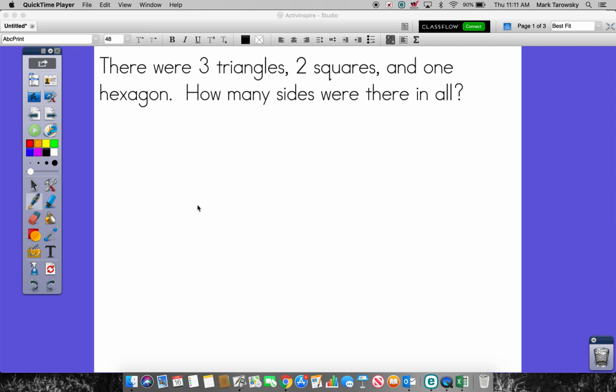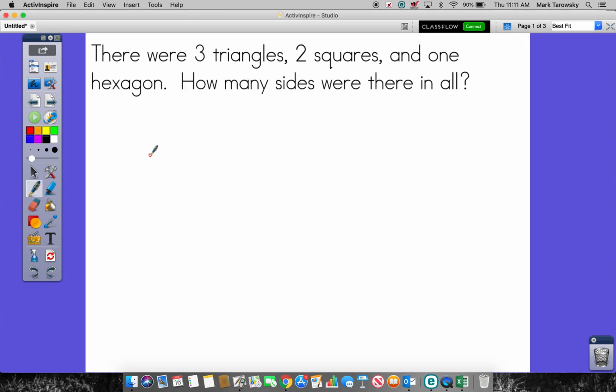Now, in this story problem, we've got there were three triangles, two squares, and one hexagon. How many sides were there in all? Now, oftentimes when I presented a problem like this to the kids in my class, I'll see kids do this. They'll go, oh, there's a 3 plus a 2 plus 1, and that's 6. But there is a problem.